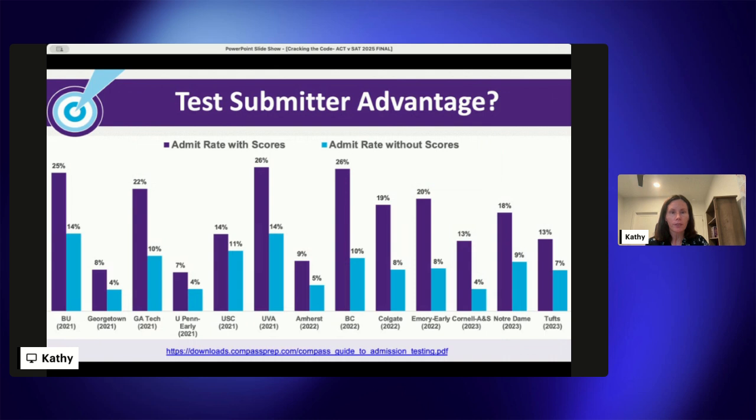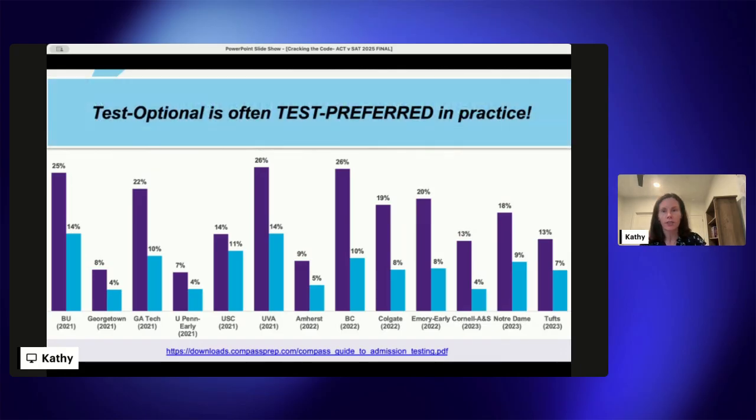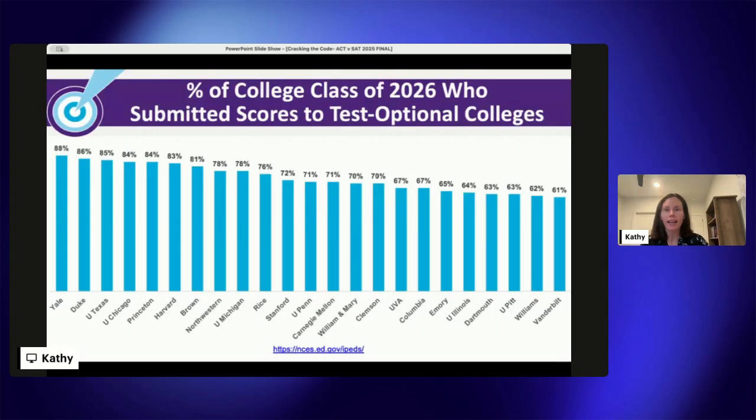Now, it is from a few years ago, but you can see, back when some colleges chose to share this information, that there was an advantage to being admitted with scores versus without scores. And some of the schools on this list, such as Cornell, Penn, Georgia Tech, and Georgetown, have since gone back to requiring scores. So test optional can be test preferred in practice.